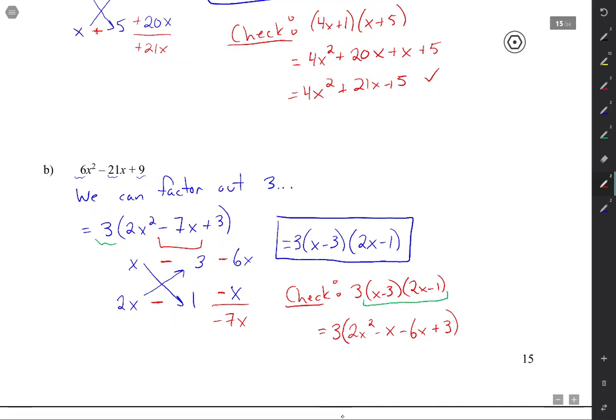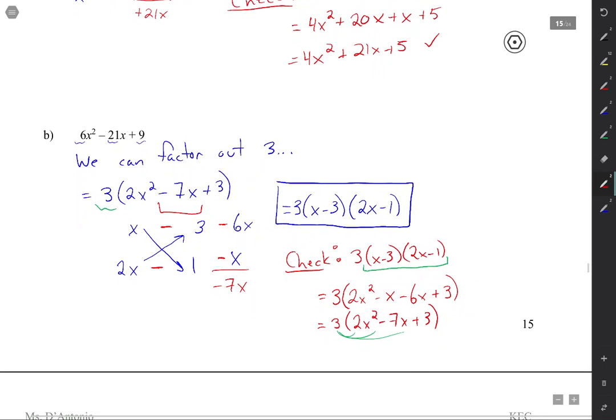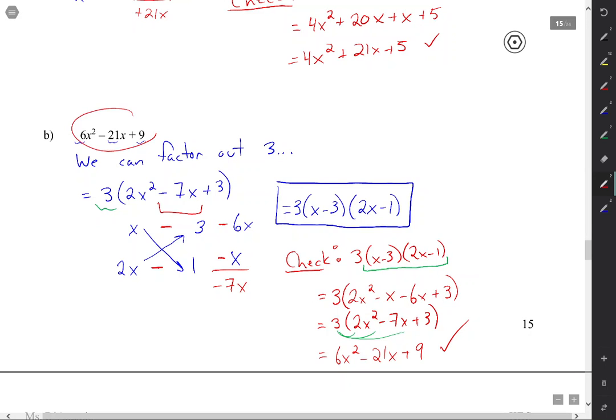But actually, before we do that, let's clean up the inside of the brackets a bit, because we can combine like terms in there. So I'm still going to write that 3 out front, and I'm going to have 2x squared minus 7x plus 3 inside the brackets. And now let's distribute that 3 to everything inside the bracket. So our final step here would give us, well, 3 times 2x squared would be 6x squared. 3 times -7x would be -21x, and 3 times +3 is +9, and that's exactly what we started out with up here, so we know that our factoring is correct.